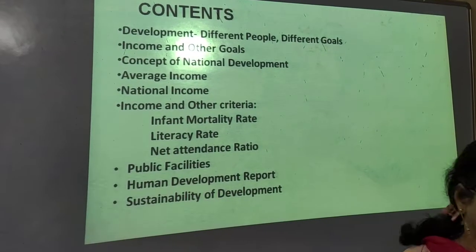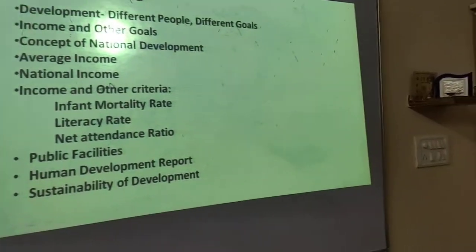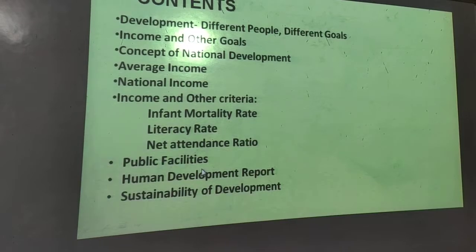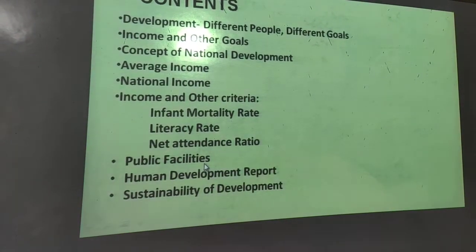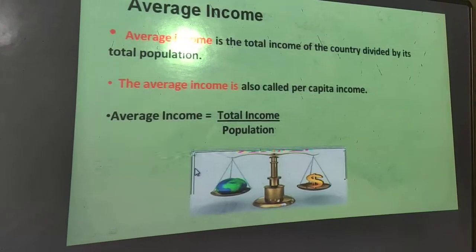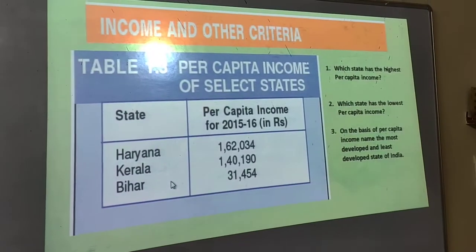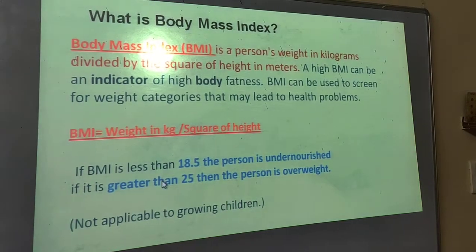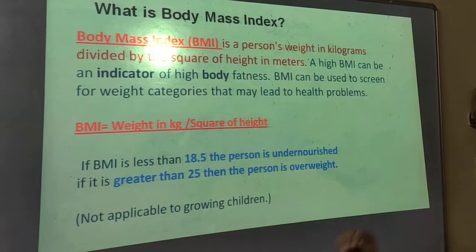Now we will study the criteria other than income, because income is the common goal. What are the other goals? Other criteria for comparing nations are infant mortality rate, literacy rate, net attendance ratio, and public facilities. Up to here we have already seen. Now come to the point: what is body mass index?